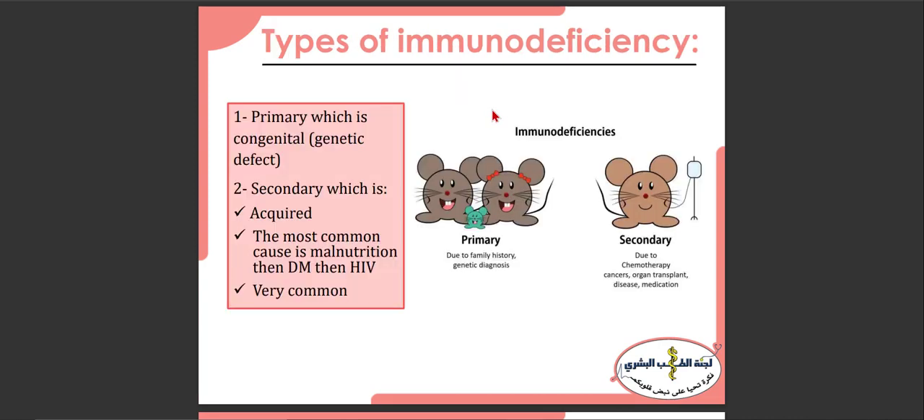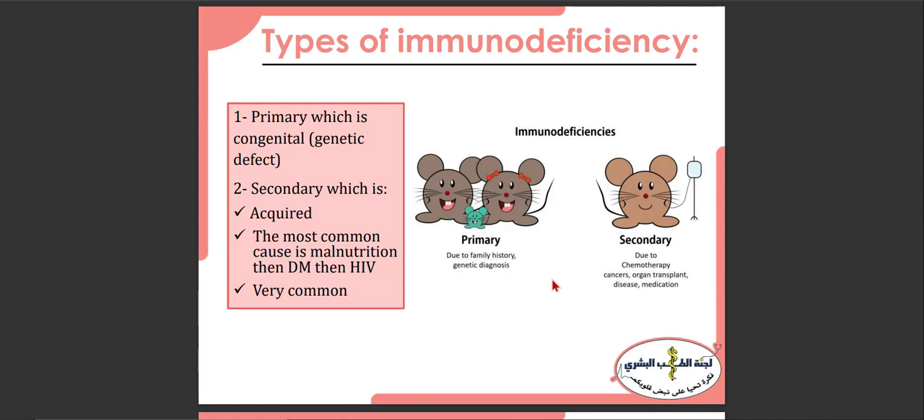لنبدأ. قبل ما نحكي عن types of immunodeficiency، شو يعني immunodeficiency؟ Immunodeficiency is a weakening in the immune system that allows infections and other health problems to occur more easily. فهو ضعف في جهاز المناعة يسمح للinfections و other health problems to take place in the body.